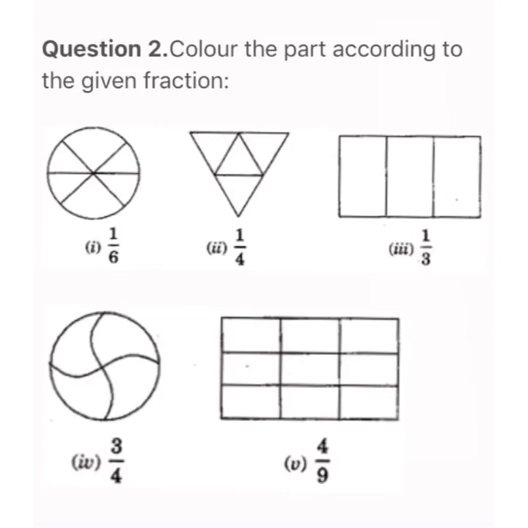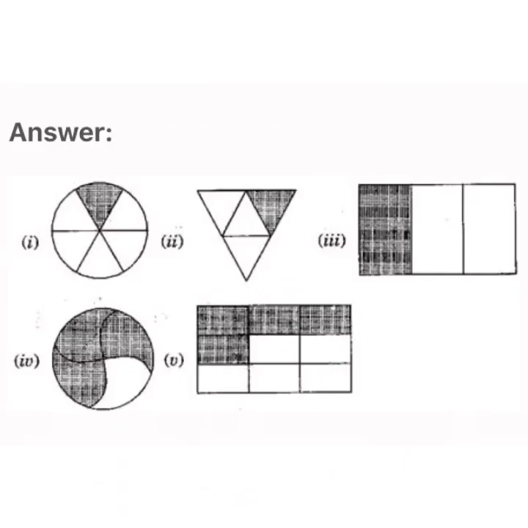Now question number 2, color the part according to the given fraction. Children, here figures are given to you and fraction is also given to you. You have to color the given fraction. Children, first one you can see that the circle is divided into 6 equal parts and numerator is 1. So 1 is the numerator, so we will color one part of the circle to show the fraction as 1 upon 6.